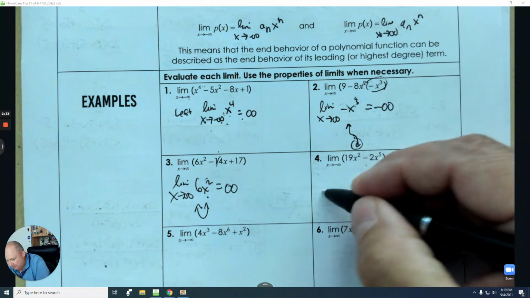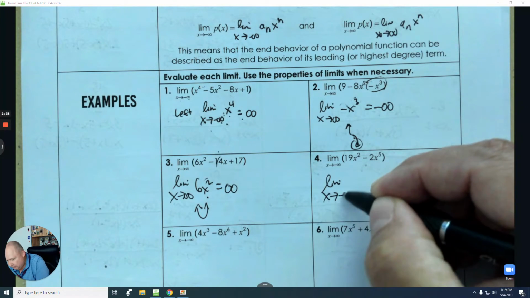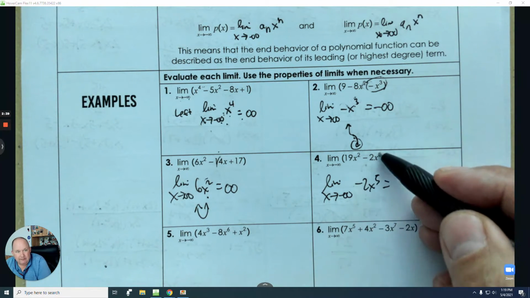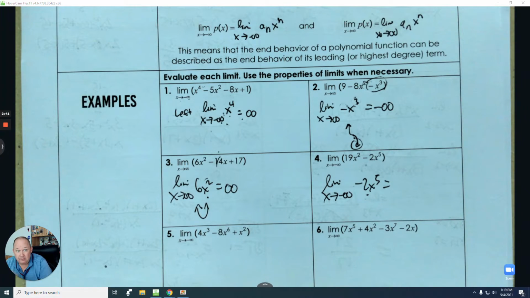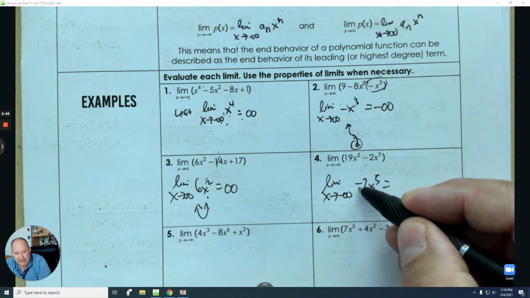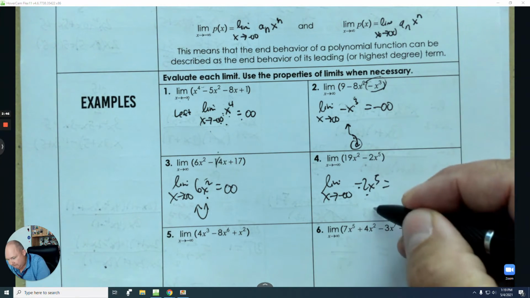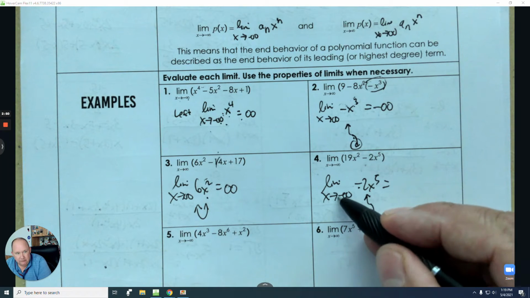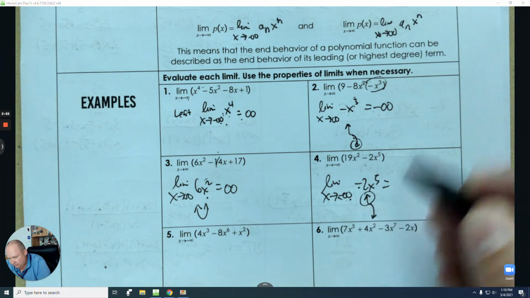Again, identify the power. So as x approaches negative infinity, negative 2x to the fifth. So identify the power term. That's the term with the greatest exponent. Understand it's negative with an odd exponent. So that means the right end goes down and the left end goes up. So the left end then goes to infinity.